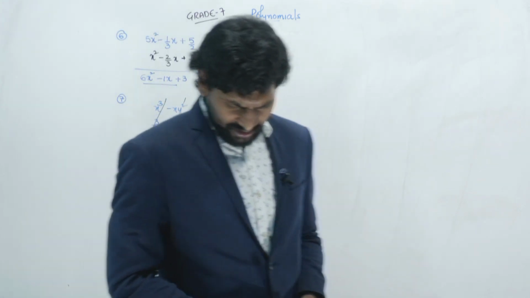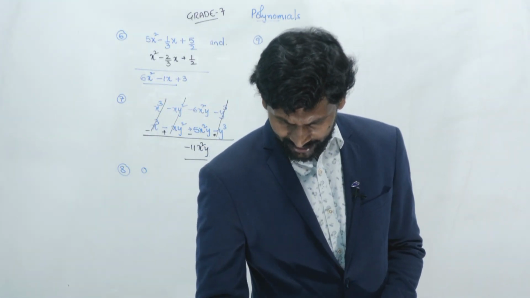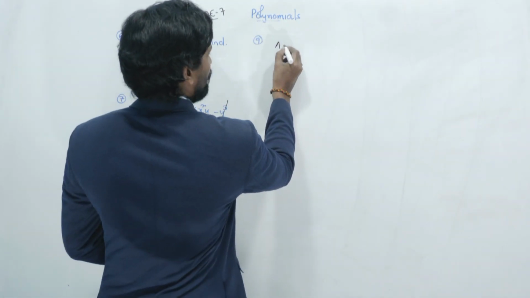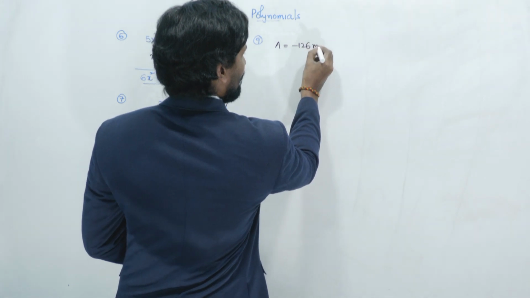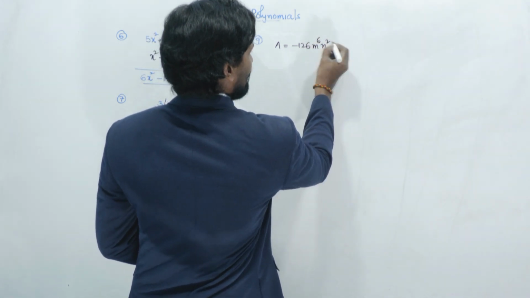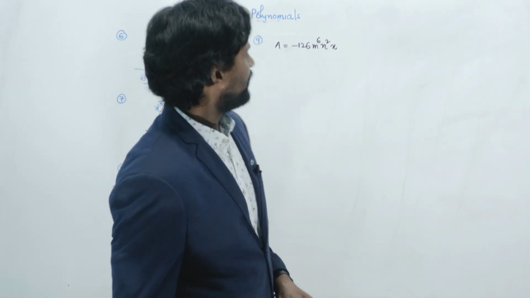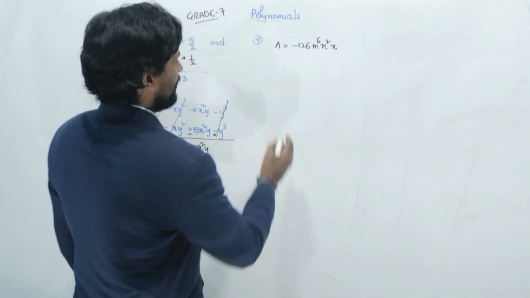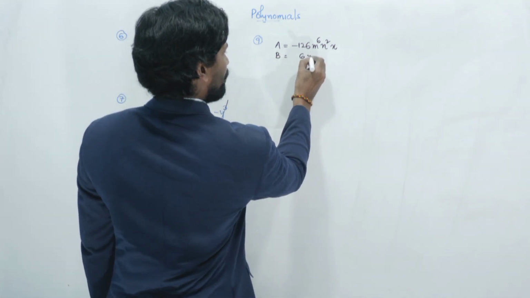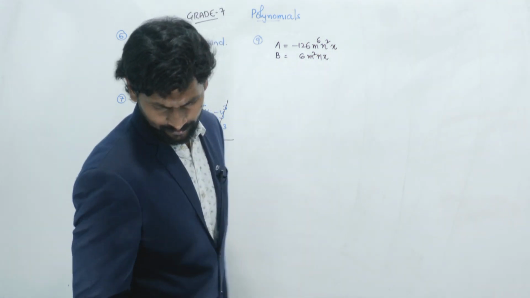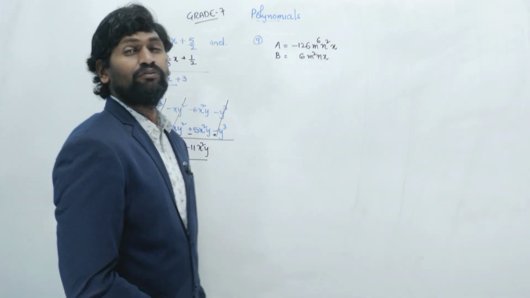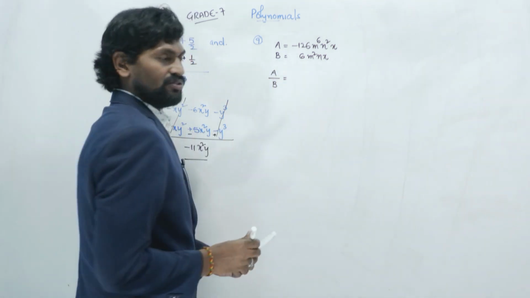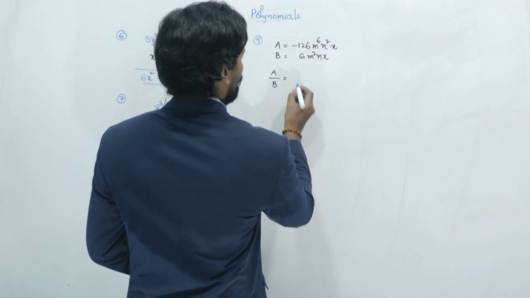The 9th question is given that a is equal to minus 126 m power 6 n square x, and b is equal to 6 m square n x. Then we need to find a divided by b. Division we need to do.